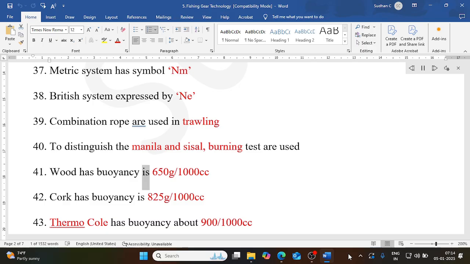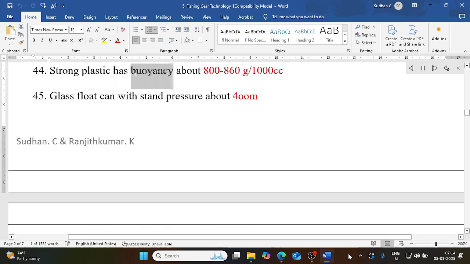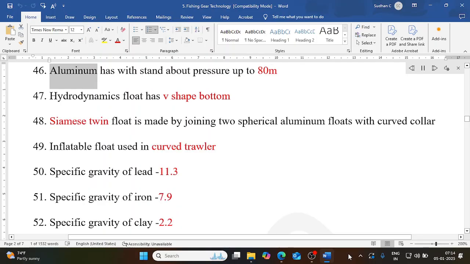Wood has a buoyancy of 650 g/1000 cc. Cork has a buoyancy of 825 g/1000 cc. Thermocol has a buoyancy of about 900 g/1000 cc. Strong plastic has a buoyancy of about 800 to 860 g/1000 cc. Glass floats can withstand pressure of about 4 atm. Aluminum floats can withstand pressure up to 80 m.